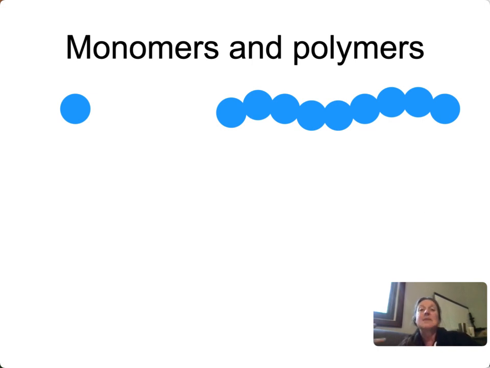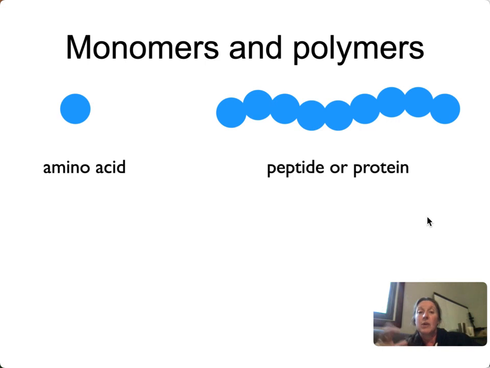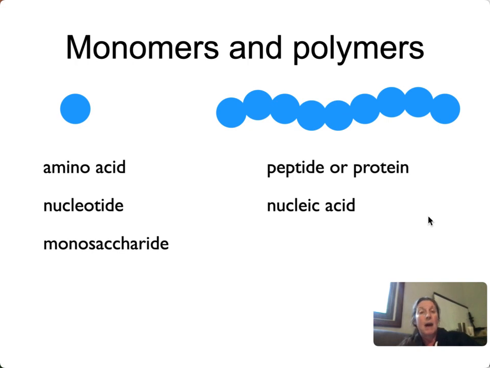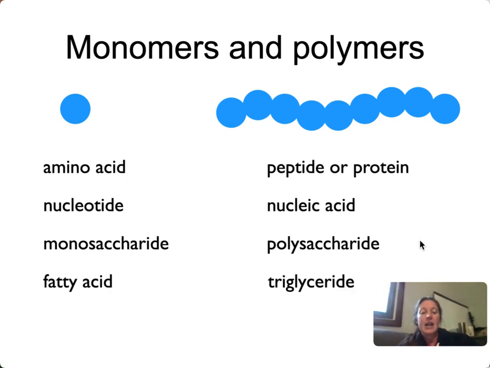Now, each of these monomers is used to build a polymer or several different polymers. So the amino acids we looked at will, when we put them together, form peptides or proteins. Nucleotides, when we put them together, will form nucleic acids like DNA or RNA. The monosaccharides, when we put them together, will form polysaccharides. In animals, we make glycogen. Plants make starch and cellulose. Those are the polysaccharides. Fatty acids get put together to form what is called a triglyceride. This is the form that fat takes when it's stored in our body for energy.